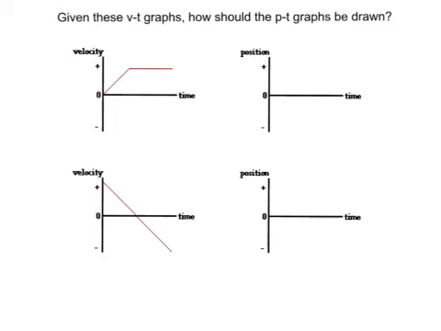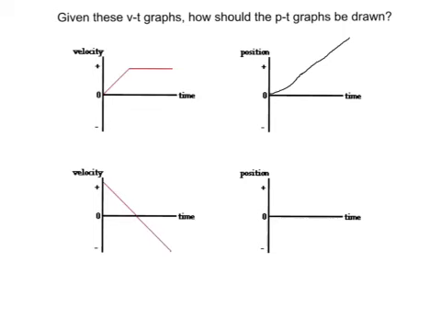Okay, so here's another question then. We've got two velocity time graphs. How should their position time graphs be drawn? For this one here, we're starting at 0 velocity, increasing our speed, and then moving at a constant velocity, all in the positive direction. So that position graph, we know that it starts out with some sort of acceleration, so it's speeding up. And then at some point it's moving with a constant velocity, so then it moves with a constant straight line.